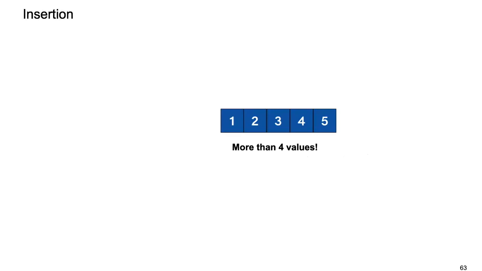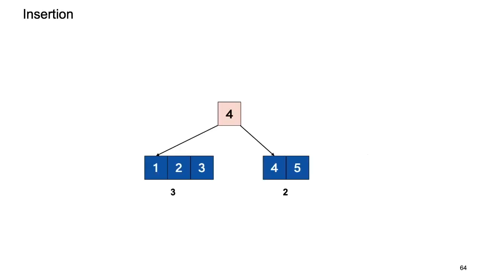So it's more than 4. What do I do? I split it. I cut it into 2 nodes like this, and I add a root on top, 4. I take 4 because it's roughly in the middle. And now it's fine because I have 3 on the left and 2 on the right.